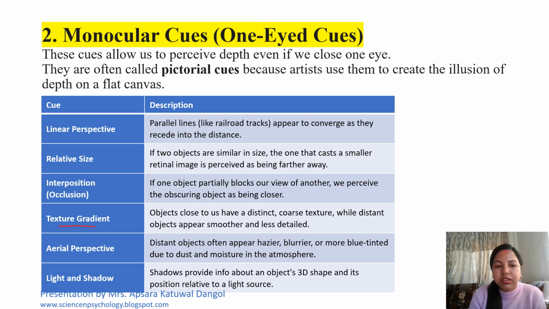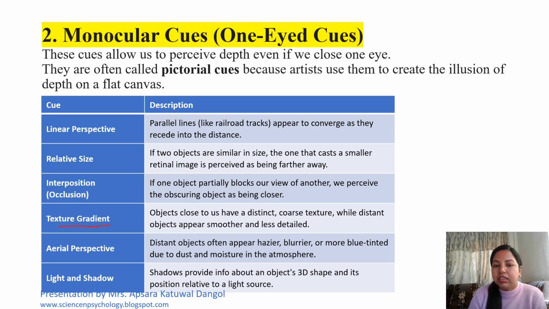Next is texture gradient. Objects close to us have a distinct coarse texture, while distant objects appear smoother and less detailed. So here in texture gradient, what we feel is that objects which are close to us, we are able to see them distinctly, right? We can see the coarse texture. But if it's distant, the object appears smoother and less detailed.